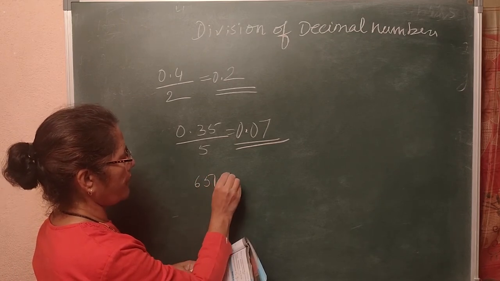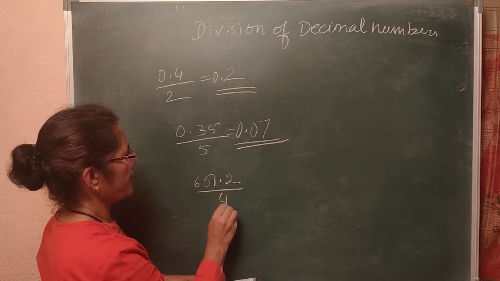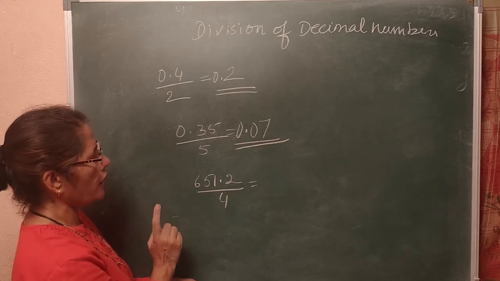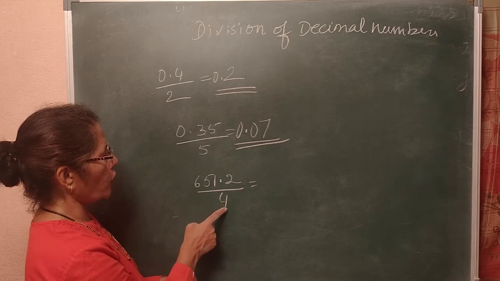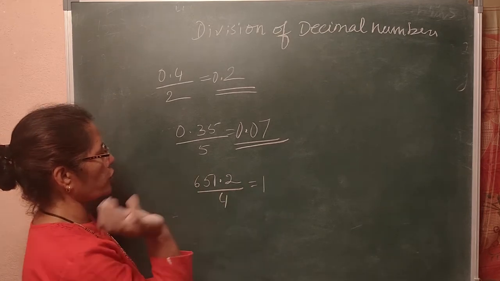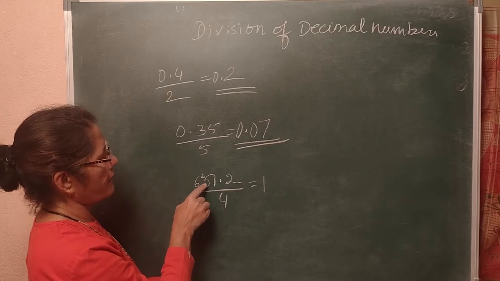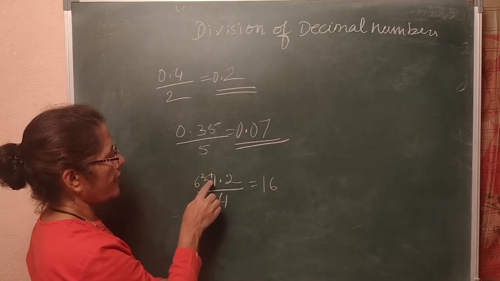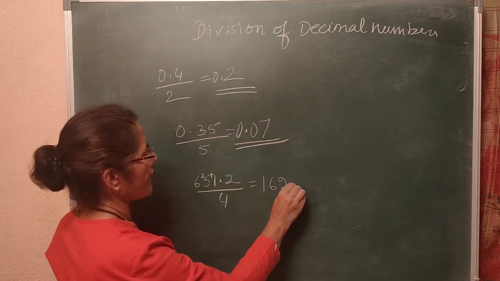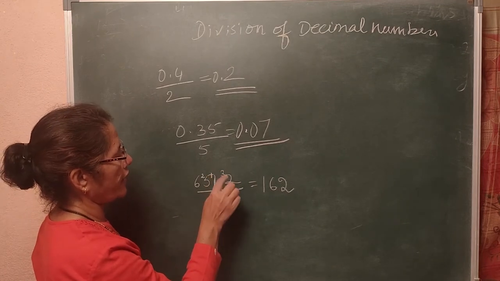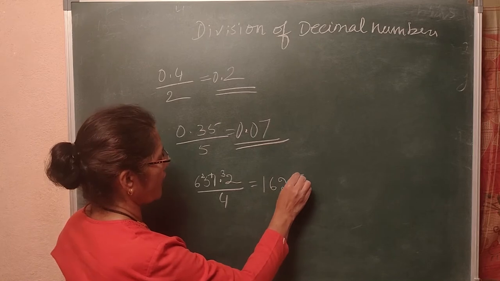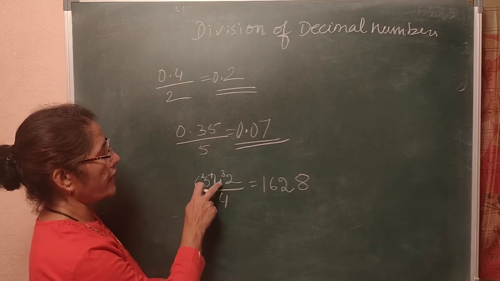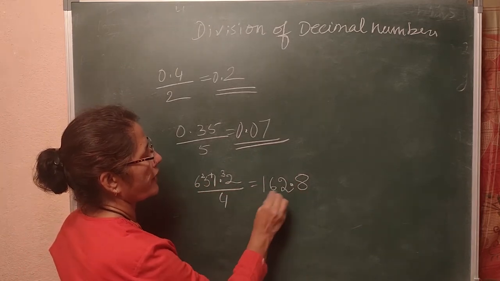651.2 divided by 4. Right? You divide as if you are dividing 6512 by 4. I taught you how to do it by this small method. 6 is there. 4 ones are 4. 2 is the remainder. You write down in front of this. What is the number now? 25. 4 sixes are 24. What is the remainder? 1. What is the number now? 11. 4 twos are 8. What is the remainder? 3. You write down in front of 2. 32. 4 eights are 32. Now how to put the point? Only one digit, so 162.8.